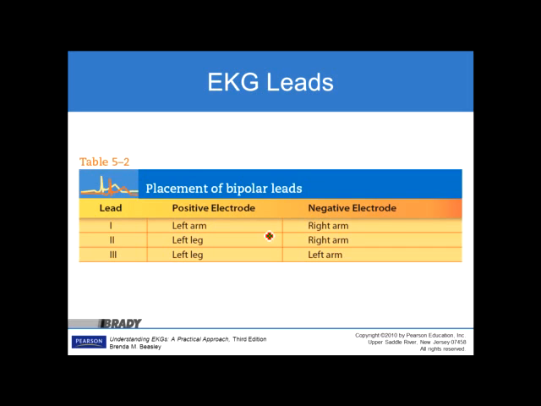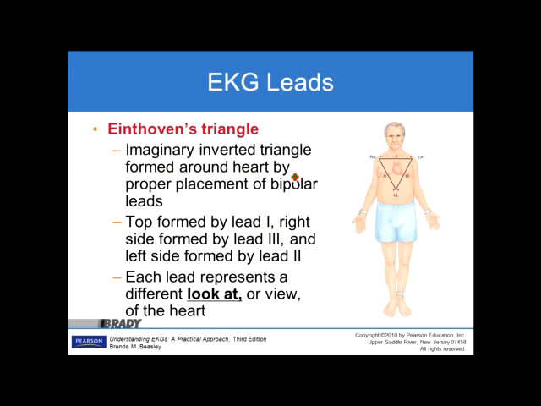For lead 3, the positive electrode needs to go on the left leg, and the negative electrode needs to go on the left arm. Again, what I drew earlier is Einthoven's triangle, which is an imaginary inverted triangle formed around the heart by the proper placement of bipolar leads. Top formed by lead 1, right side formed by lead 3, and the left side formed by lead 2.